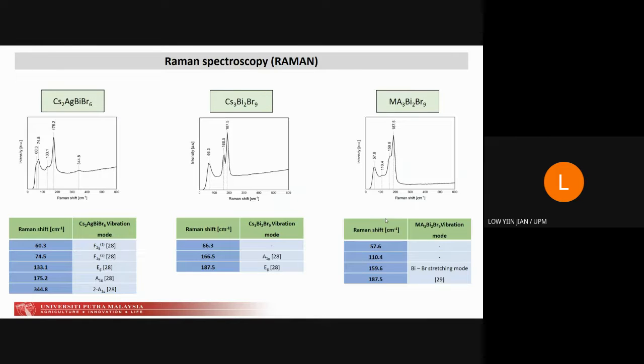And for the Raman, to further verify the purity of the materials formed, Raman spectroscopy is also used to obtain the vibration spectra of the structures. All of the structures match their respective vibration modes, showing that the microwave-assisted solvothermal method is able to synthesize a high quality and pure phase of the bismuth-based perovskite.